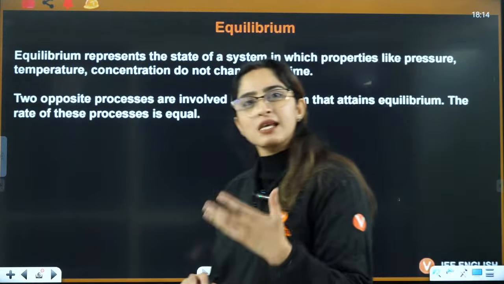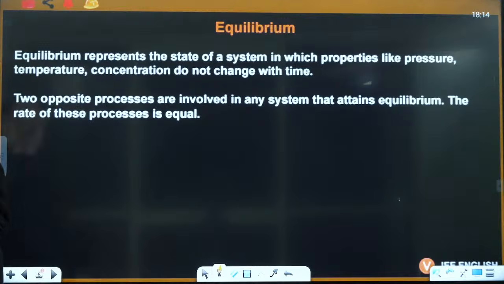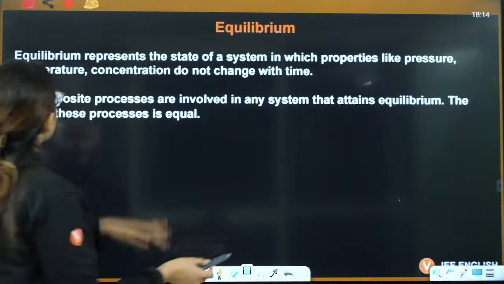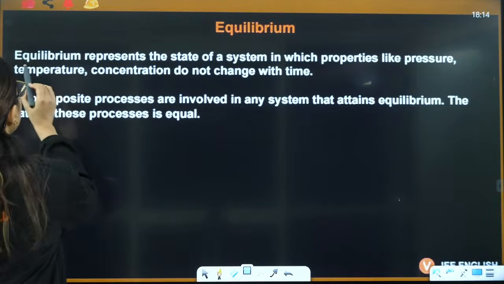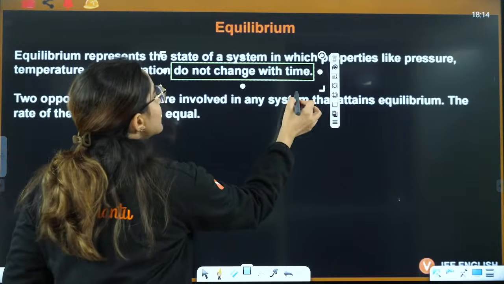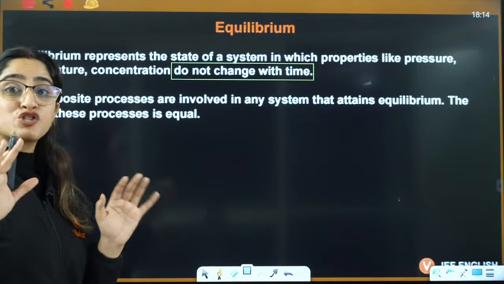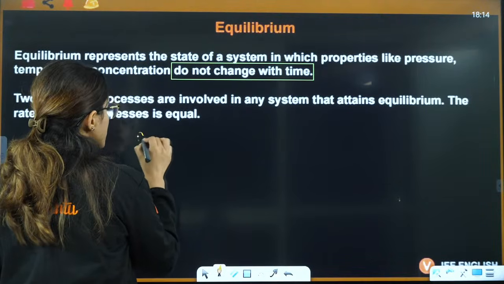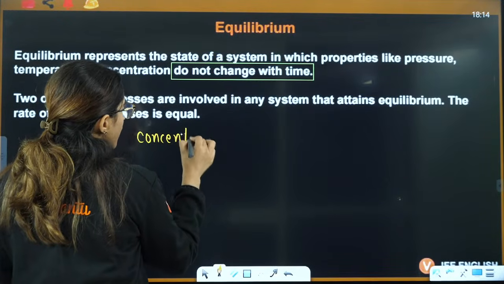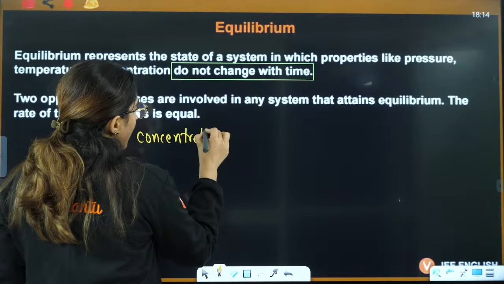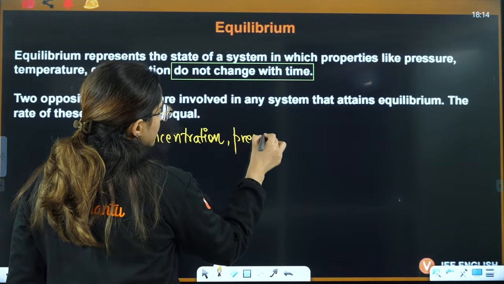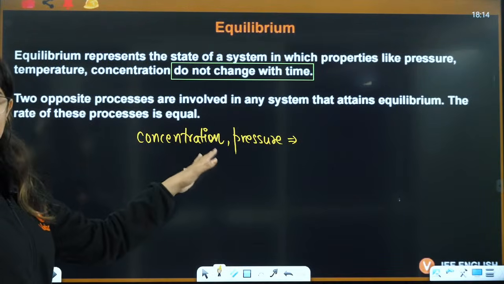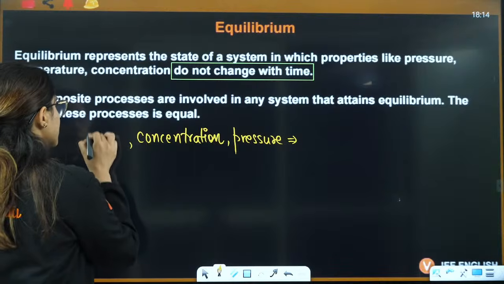But ma'am, what is this equilibrium? Let's understand that. Okay, so equilibrium represents the state of a system in which properties like pressure, temperature, concentration do not change with time. These properties with time, they are not changing. That means I can say one thing, that these things, especially I'll write concentration because we'll talk about concentration only here, and we'll also talk about pressure, right? So that's why I'll be writing these two things here, and obviously temperature also, but I'm writing these two things, right? Or you can write this as well, right?